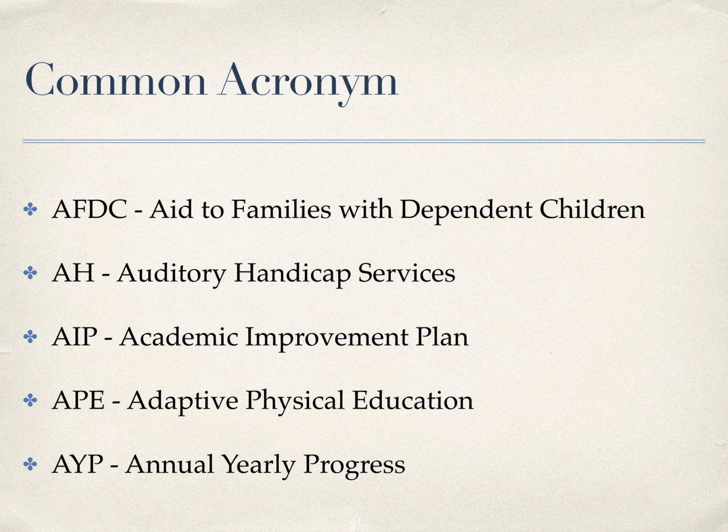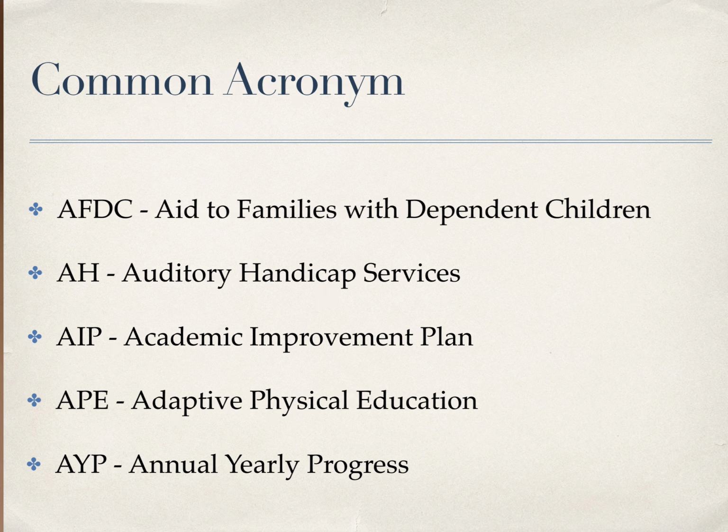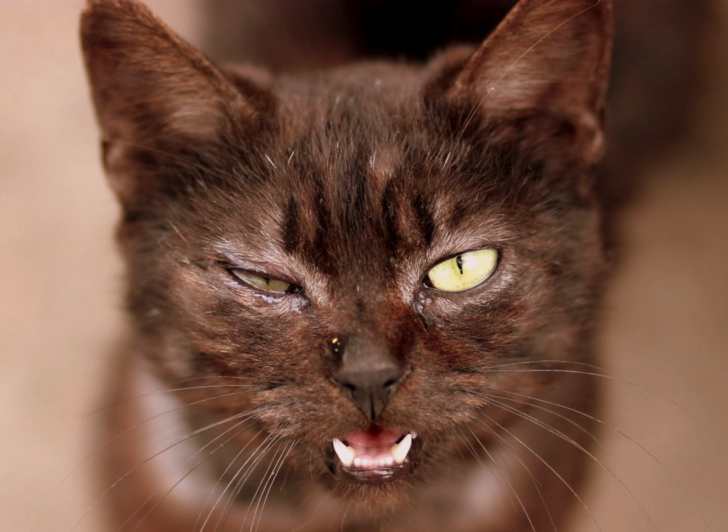APE, Adaptive Physical Education. This is modified PE, physical education for those with disabilities. AYP, Annual Yearly Progress. This is a measure from the NCLB Act, the No Child Left Behind Act, that judges schools and academic performance through high-stakes testing.